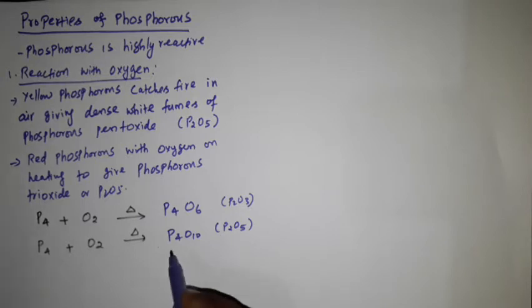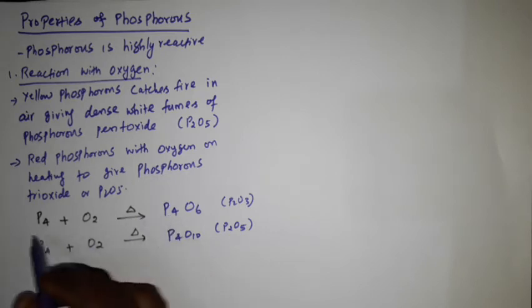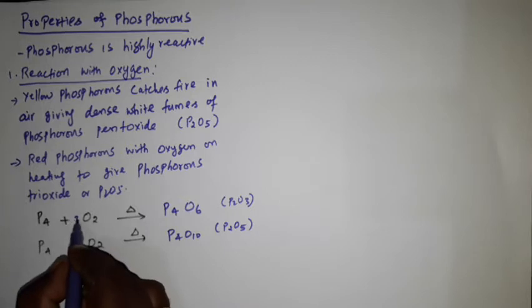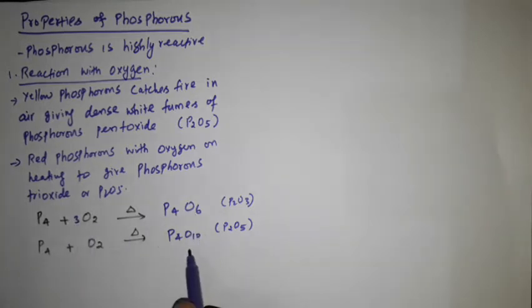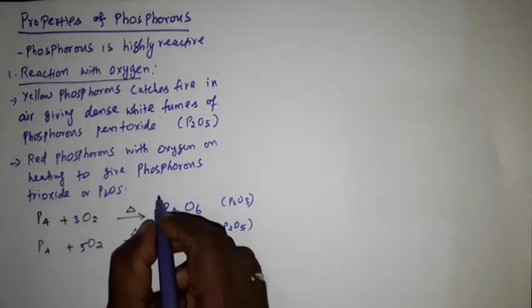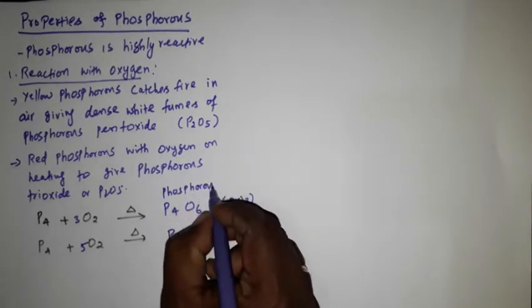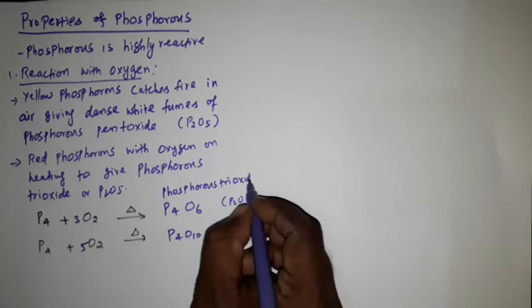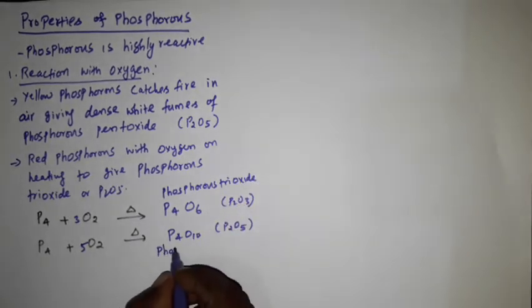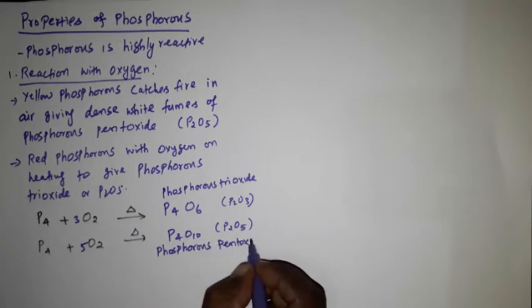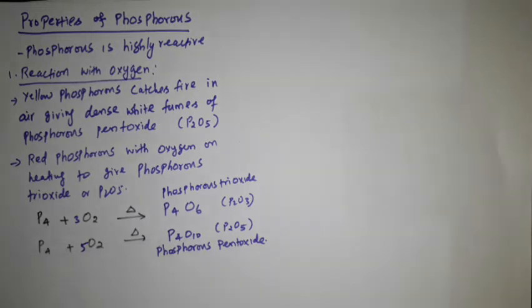Now balance the equation. Here phosphorus P4, here P4, so no problem. Then oxygen, 6 oxygen is there, so put 3 here. Now the equation is balanced. Here P4O10, then put 5 here, the equation is balanced. This is phosphorus trioxide, then this is phosphorus pentoxide. Okay, clear?